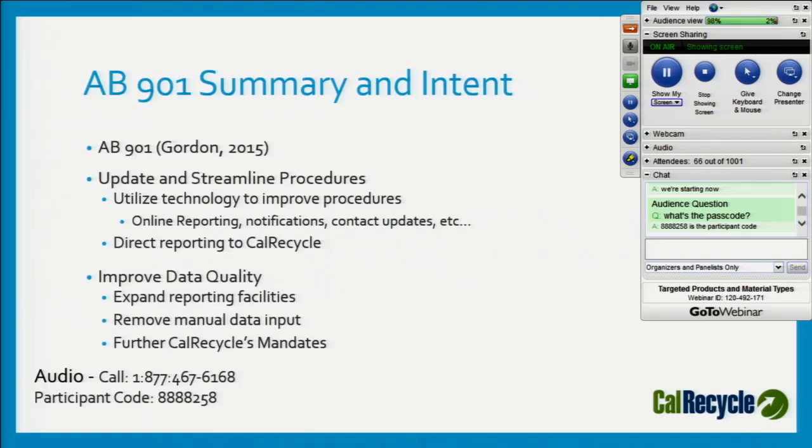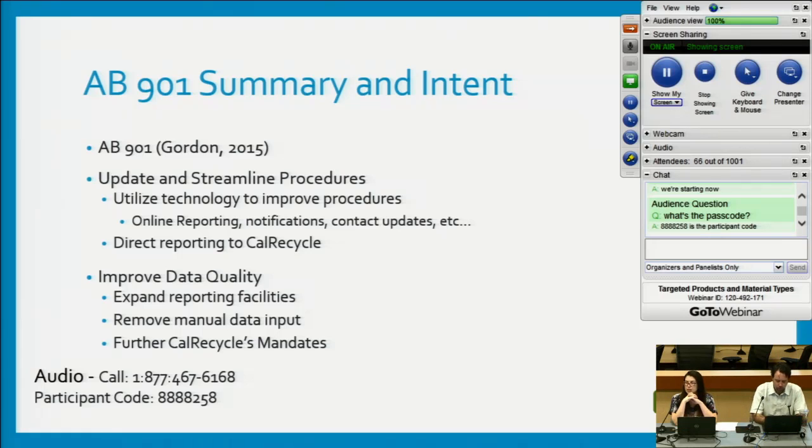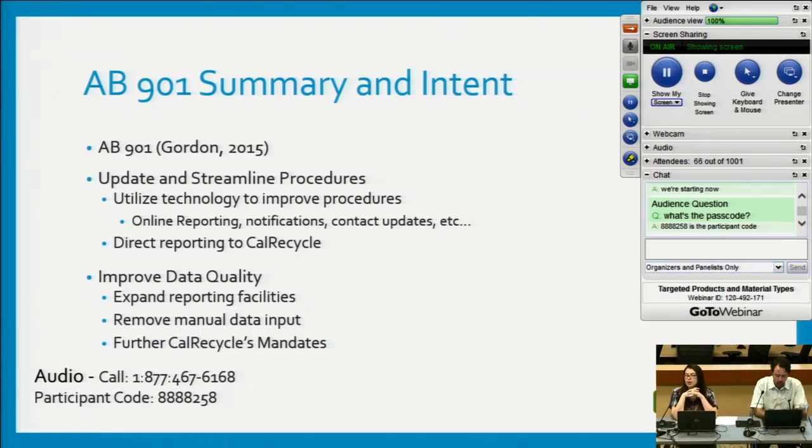AB 901 was passed in 2015, and it is an attempt to get the state more information about the recycling, composting, and waste streams. Our current reporting is mostly limited to disposal, so everything that's going to landfill, and to certain programs that we have. So we actually don't have a lot of information on a lot of recycling activities. This law attempts to cover all of the recycling and composting activities in the state.